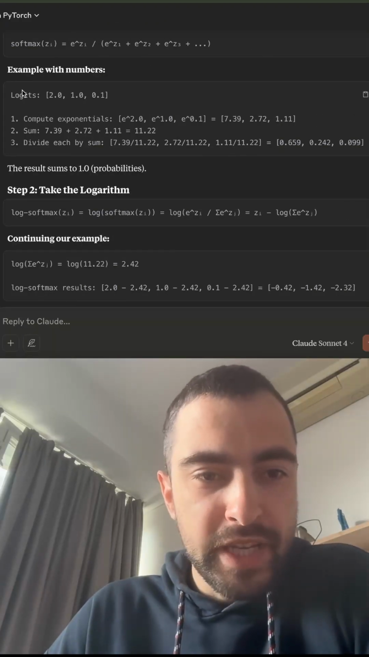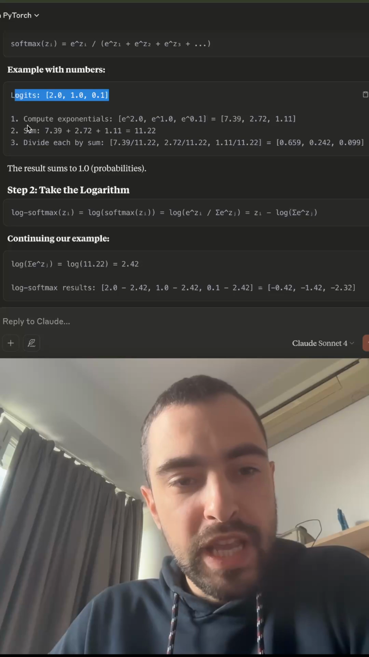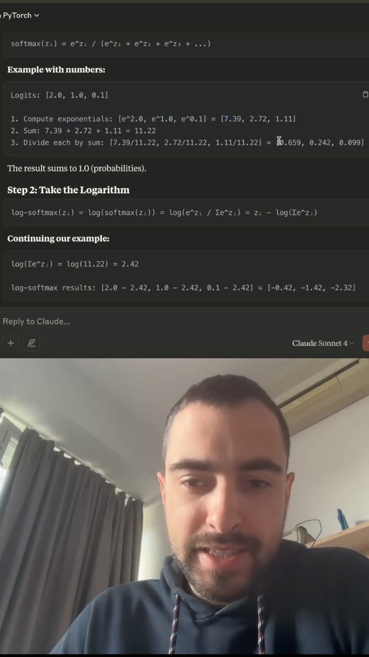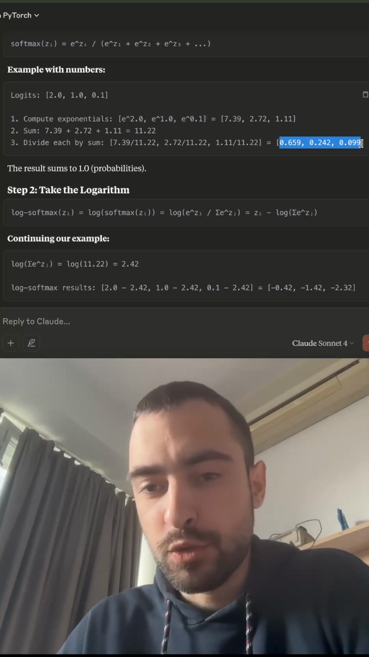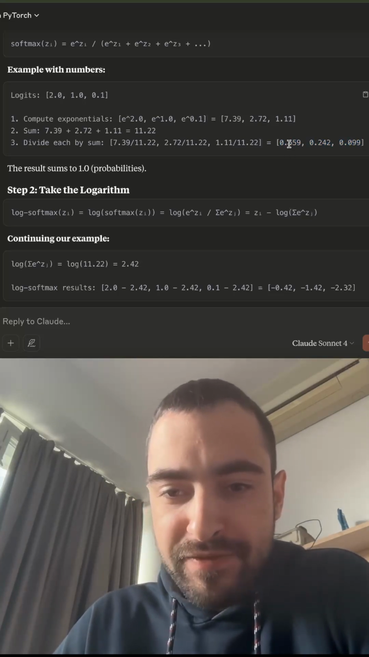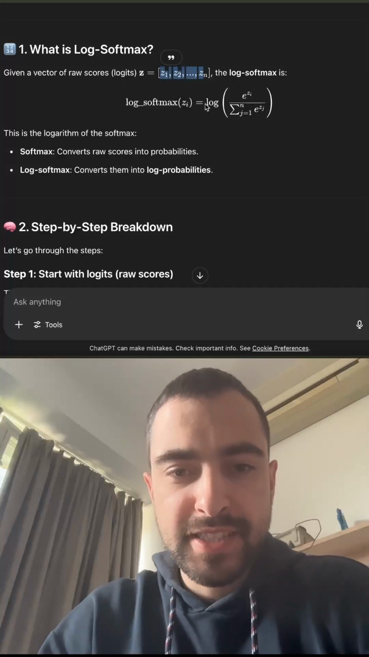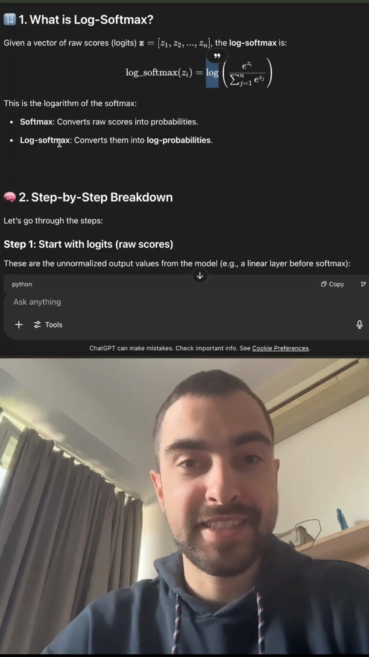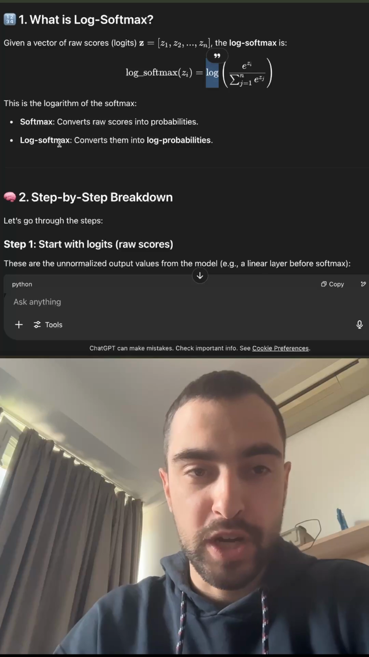As an example, we have an array of numbers here, 2, 1, and 0.1. So we apply the formula for softmax, and we get these numbers. So they are probabilities. They add up to 1, and they are between 0 and 1. So this is 65%, 24%, and 9%. And then we just take the log of that softmax. By the way, if you don't understand any of this, you can ask ChatGPT or any other AI clarifying questions.